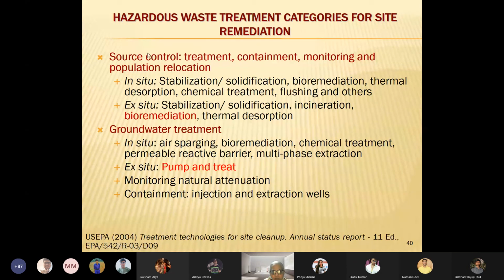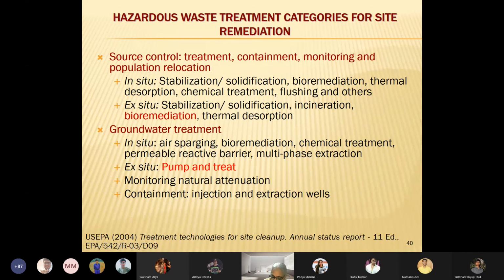The first thing, when you have hazardous waste materials in the environment, you first need to control the source. So source control is the first thing. Treatment, containment, monitoring, and population relocation are subsequent things that need to be done when hazardous waste material is released into the environment. So in situ, you will have stabilization. I can skip all of this, but these are some of the treatment methods that can be used.